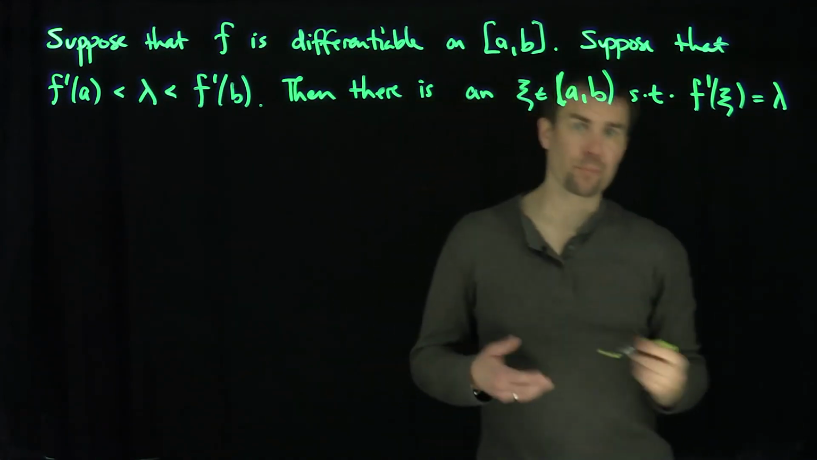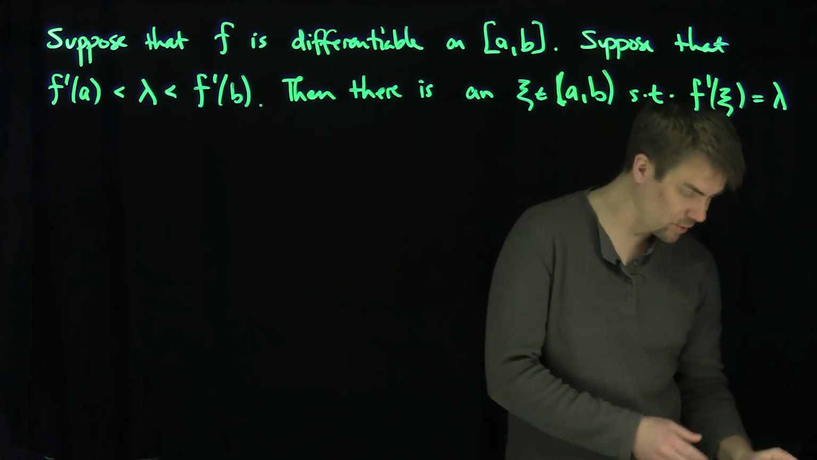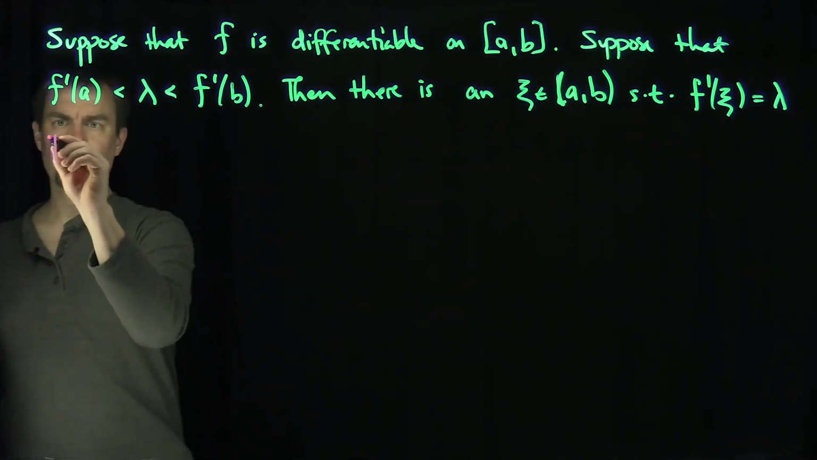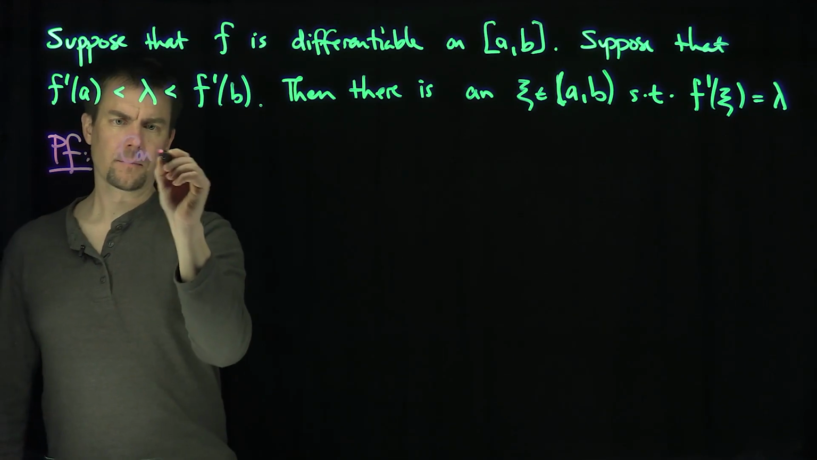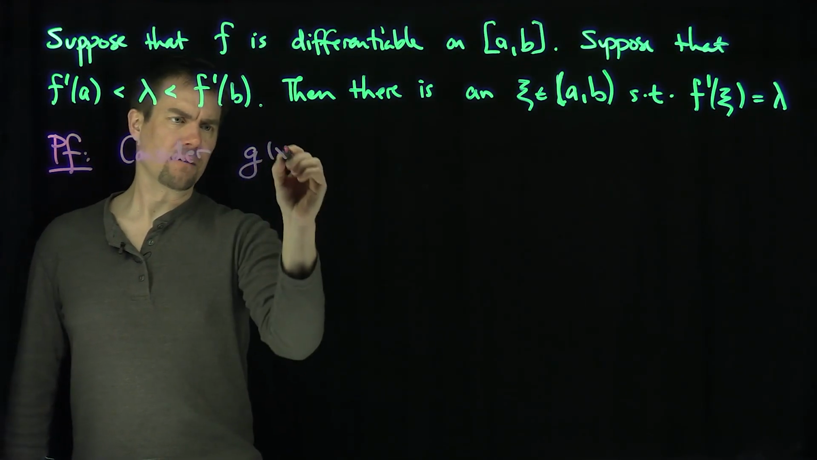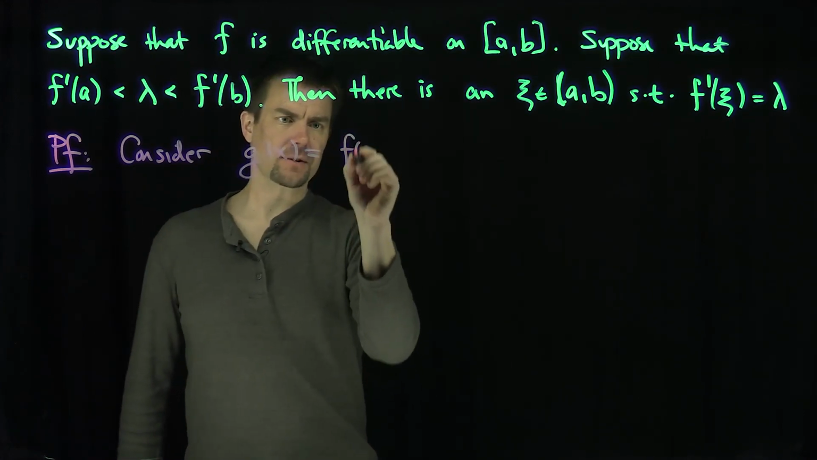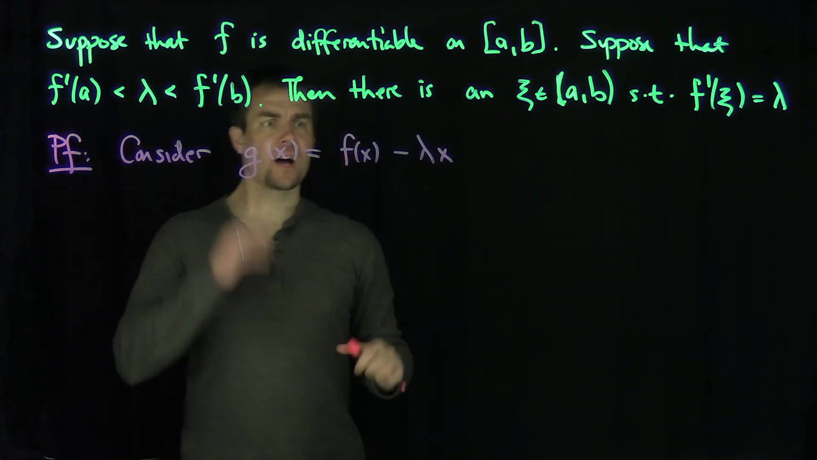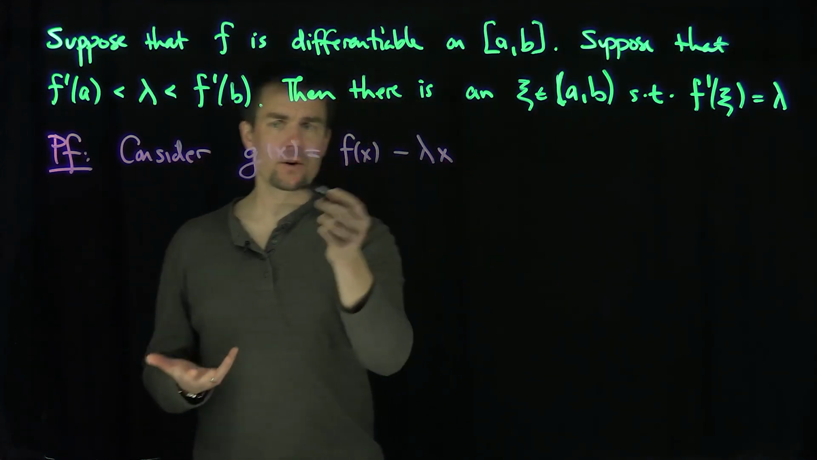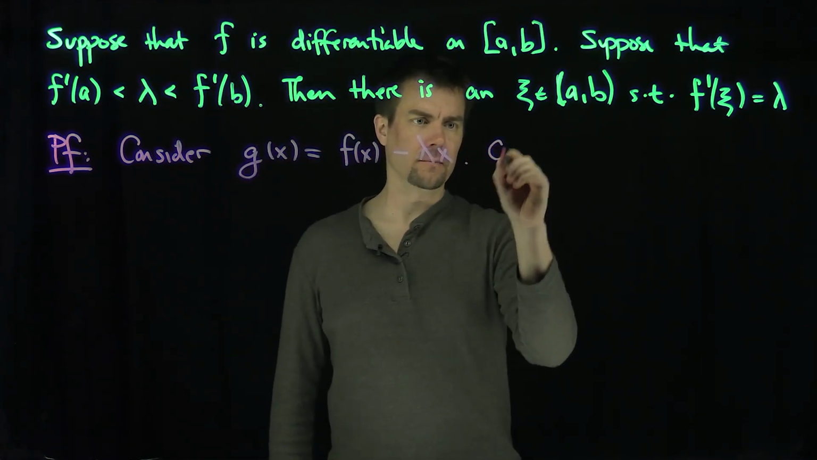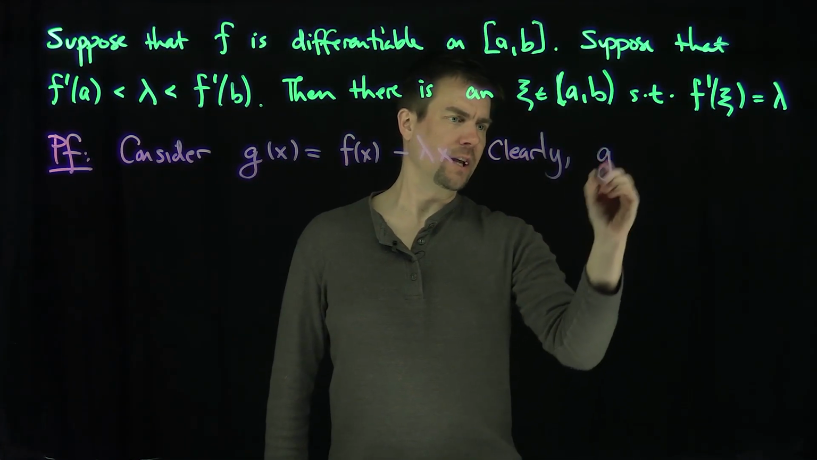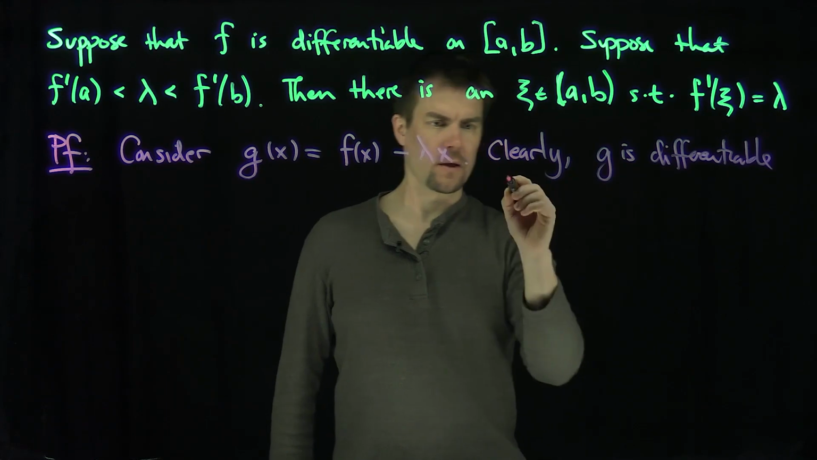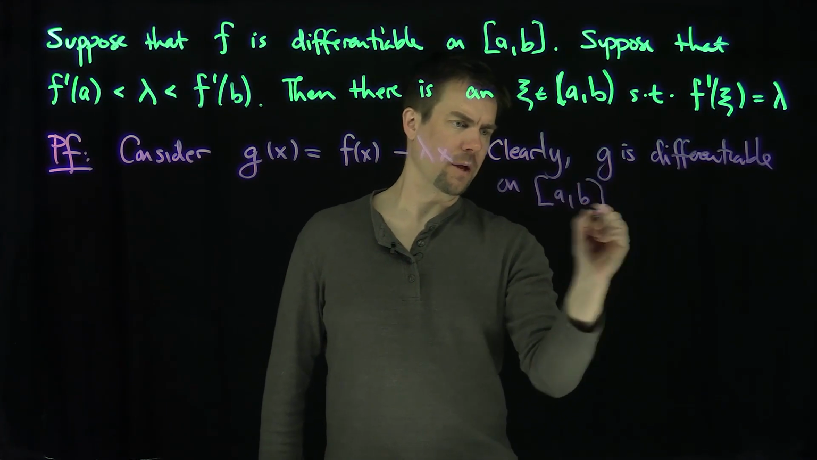Now, this is an existence proof, so I need to construct something and use some result that we know. Let's think about how we go about proving this. Proof: consider g of x equals f of x minus lambda times x, where lambda is given to us. Since lambda times x is differentiable, g is also differentiable on the closed interval [a, b].